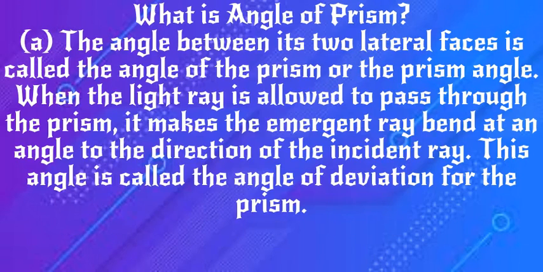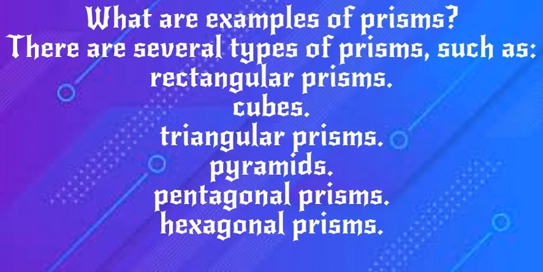What is the angle of a prism? The angle between its 2 lateral faces is called the angle of the prism or the prism angle. When a light ray is allowed to pass through the prism, it makes the emergent ray bend at an angle to the direction of the incident ray. This angle is called the angle of deviation for the prism.